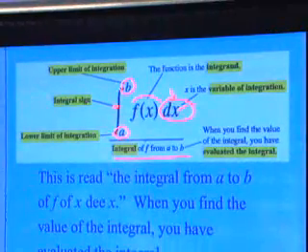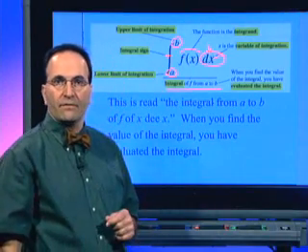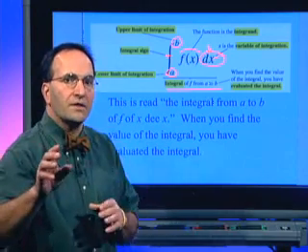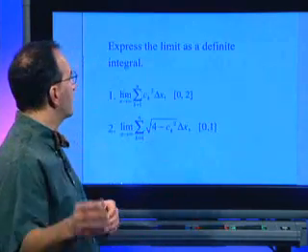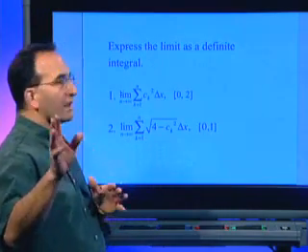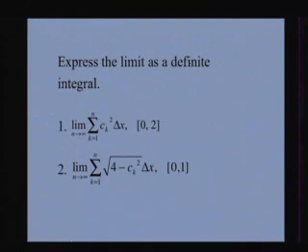And when you find the value of the integral, then you have evaluated the integral itself. Okay, now, let's work with this notation, which is to say, let's take this particular example and express the limit as a definite integral. So when we look at this, we can see that we are given my lower and upper limits. 0 would be my lower limit. So as an integral, I'm going to put 0 down here. And my upper limit would go up there.